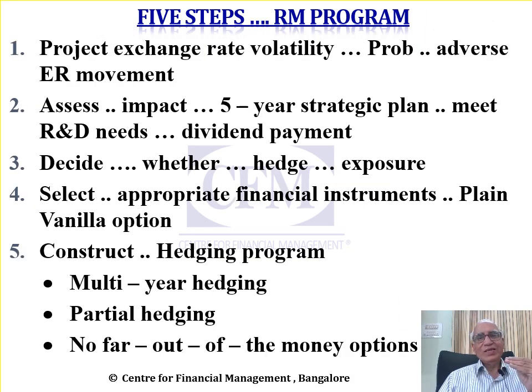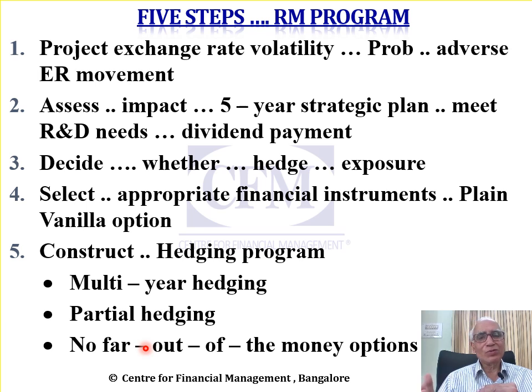The steps involved in the risk management program of Merck are as follows. 1. Project exchange rate volatility. Project the probability of adverse exchange rate movement. 2. Assess the impact of exchange rate volatility on its 5-year strategic plan, its ability to meet R&D needs and dividend payment needs. 3. Decide on whether to hedge a certain exposure or not. 4. Select appropriate financial instruments. Merck relies largely on plain vanilla options. 5. Construct a hedging program. Merck has a multi-year hedging program. Merck does partial hedging, not total hedging. Merck does not rely on far out the money options.